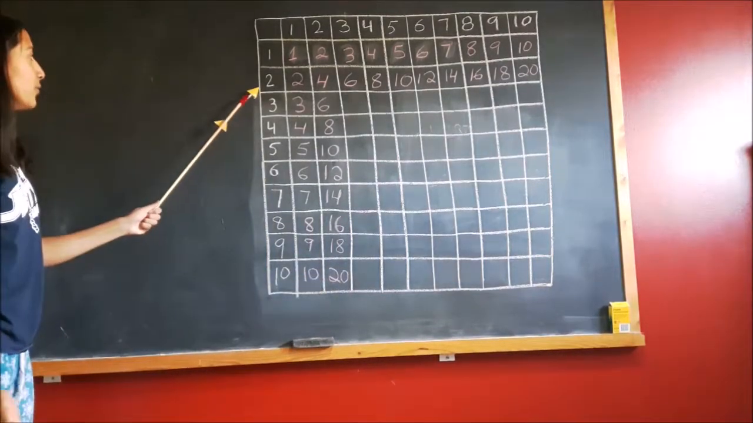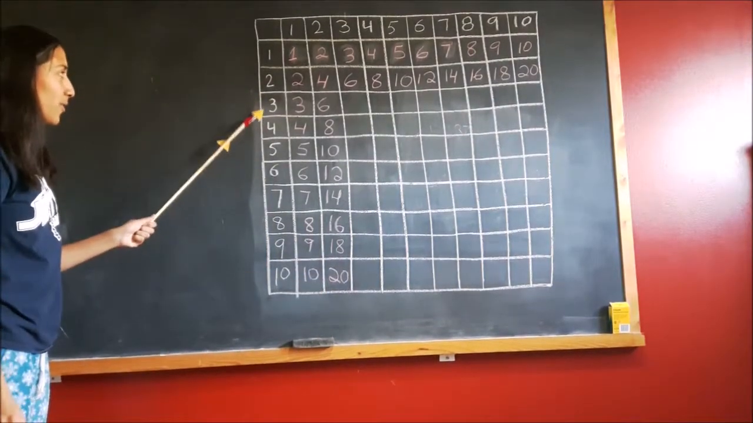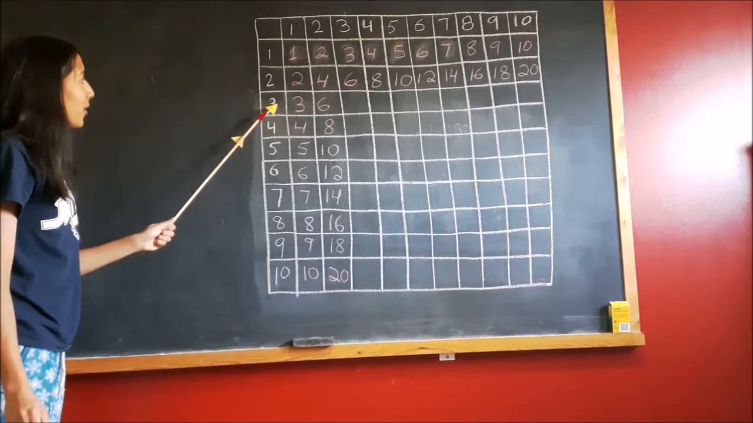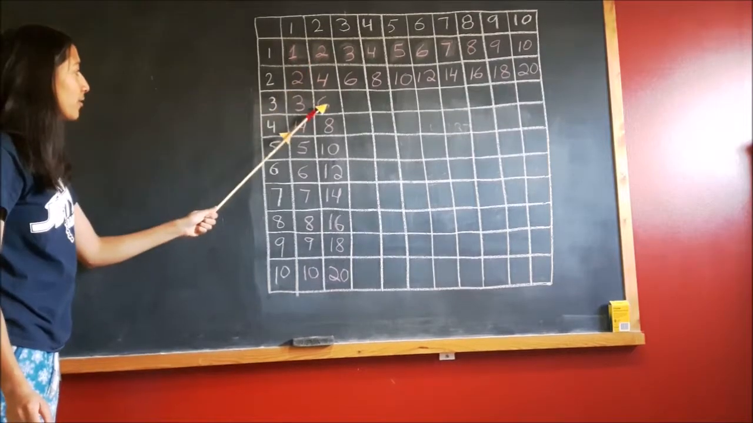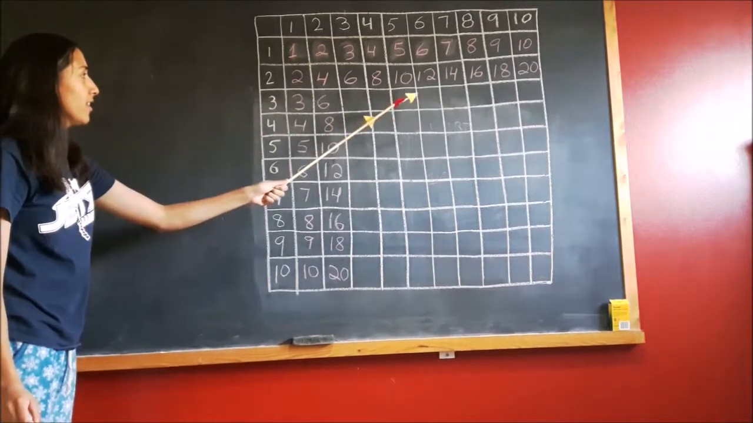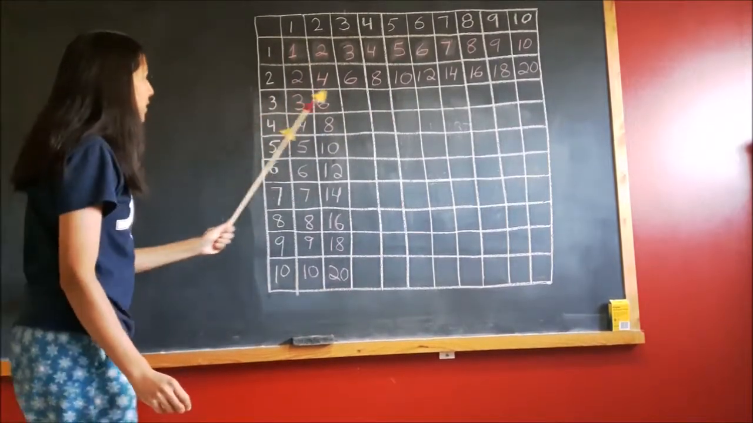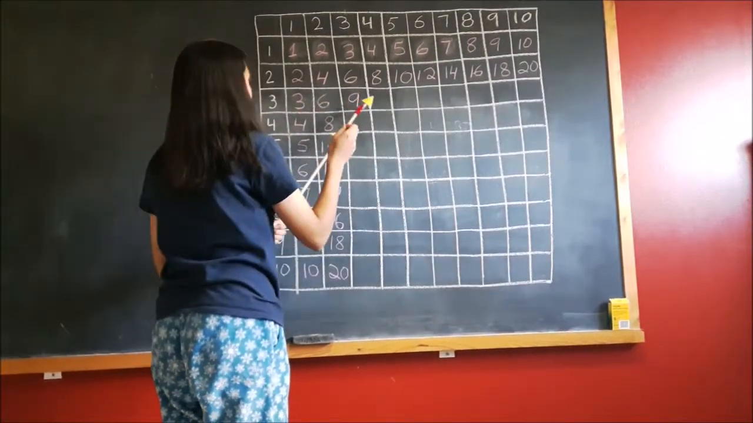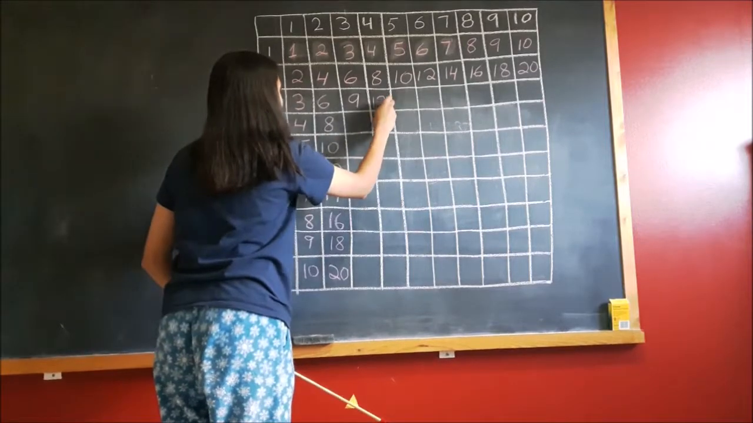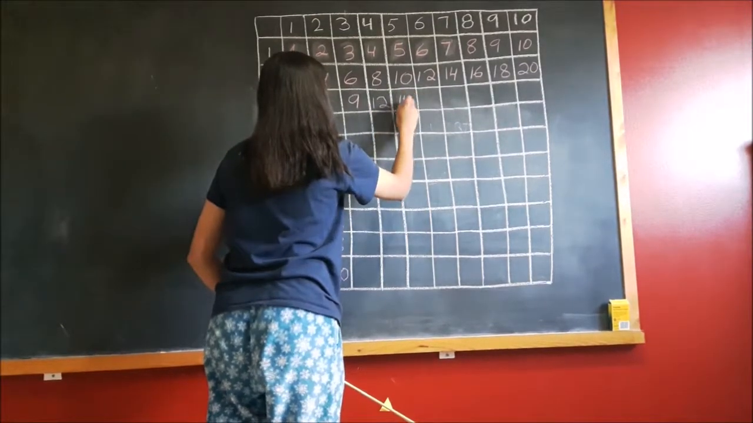Now that we have the 2's figured out, let's move on to the 3's. Now, we already know 3 times 1 is equal to 3, and 3 times 2 is equal to 6. Now we just need to fill in the rest of the row. 3 times 3 is equal to 9, 3 times 4 is equal to 12, and so on.